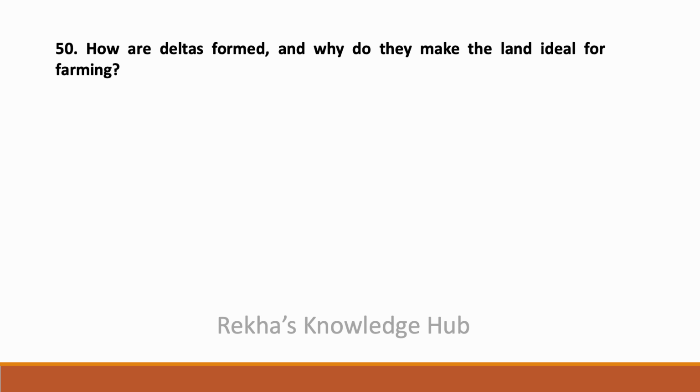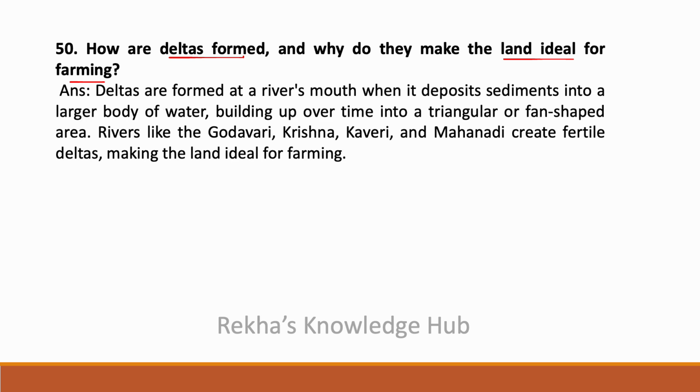How are deltas formed? And why do they make the land ideal for farming? Deltas are formed at a river's mouth when it deposits sediments into a larger body of water, building up over time into a triangular or fan-shaped area. Why do they make the land ideal for farming? Rivers like the Godavari, Krishna, Kaveri and Mahanadi create fertile deltas, making the land ideal for farming.